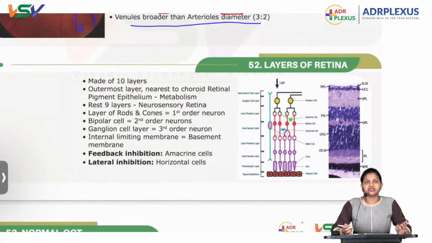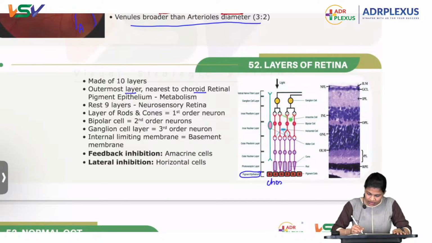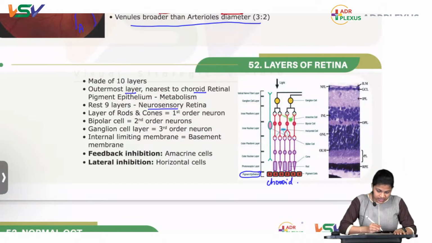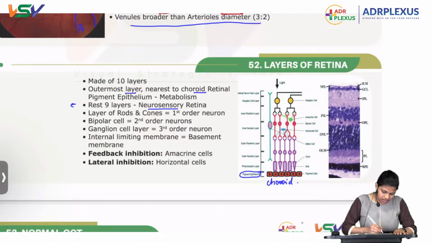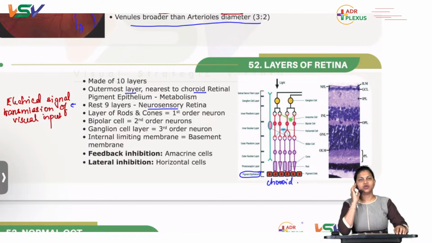The outermost layer, near the choroid, is the retinal pigment epithelium, which is responsible for metabolism. So you have the choroid here. The remaining 9 layers are known as the neurosensory retina, which is for the electrical signal transmission of the visual output. Whenever there is a visual input, it is converted into electrical signals and passed to the optic nerve by these 9 layers known as the neurosensory retina.